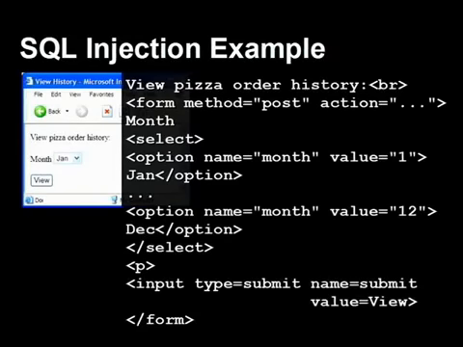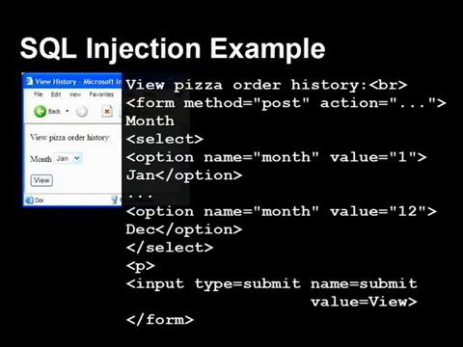And the HTML form corresponding to this form might look as follows. It has basically a select block in which there's a couple different options. Each of the options have a month and a corresponding value from 1 to 12. And when the user hits submit, that value will get transmitted to the server and will become, say, part of a SQL command that will retrieve all of the pizzas that were ordered in that month.